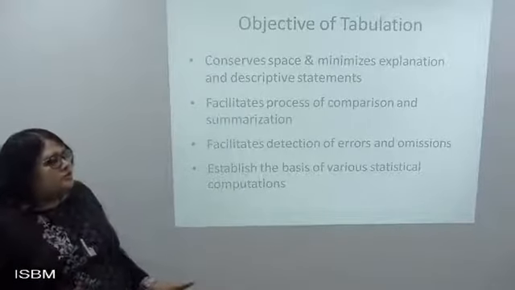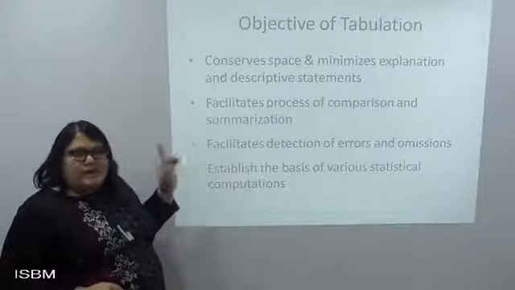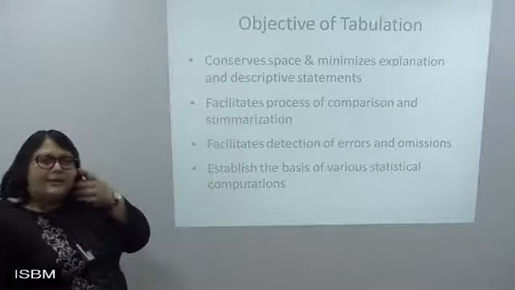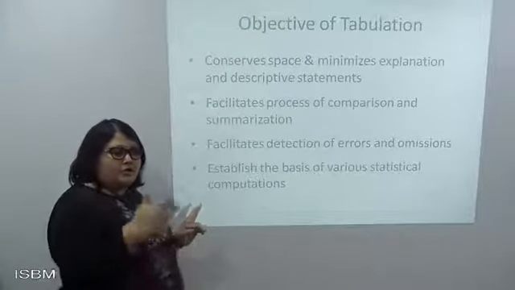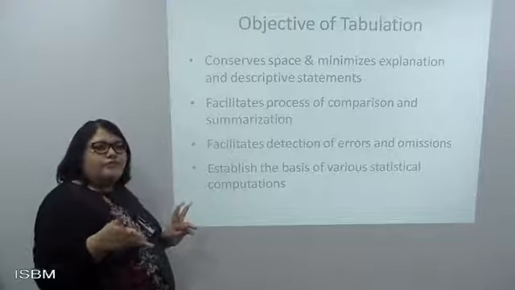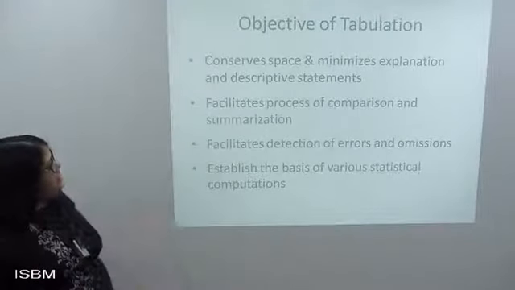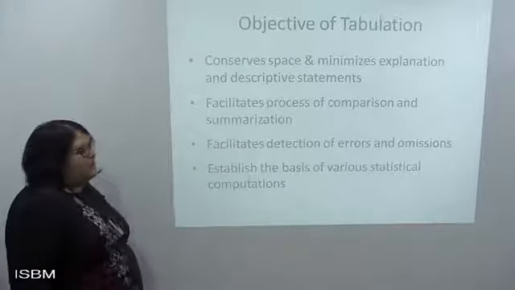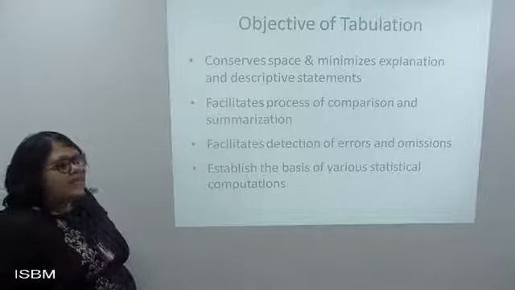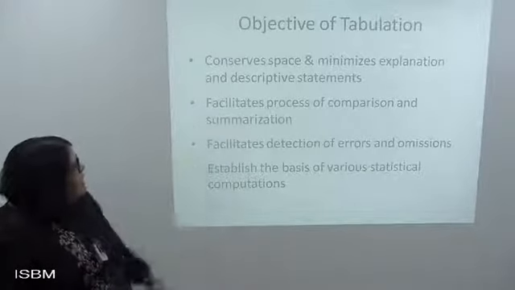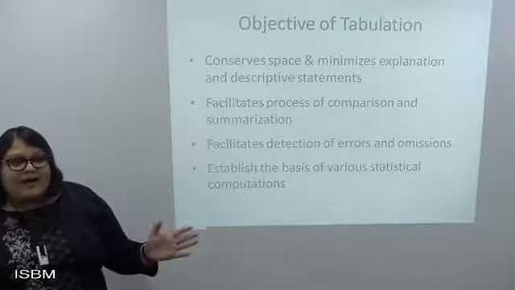So what you do is you make columns. One side will have your color, that is blue, red, black and green, and on the other side you will have your subcategories of teachers, students and government officials. Based on that, you make your tables, and this will not only save your space, but it will also minimize the unnecessary explanations. Now, it facilitates the process of comparison and summarization.